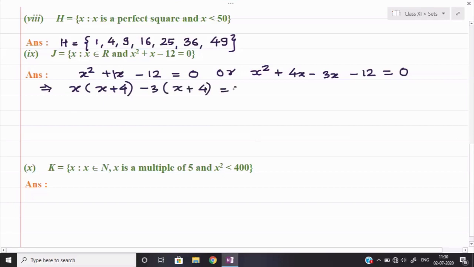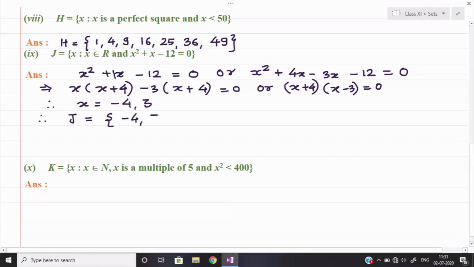So we can say that here we got two factors: x plus 4 and x minus 3. Right? Now if I equate both of them to 0, the values of x I will get are minus 4 and 3, and both are real numbers. Therefore the set J is equal to {-4, 3}. Right? Now let us see the last part of this type.